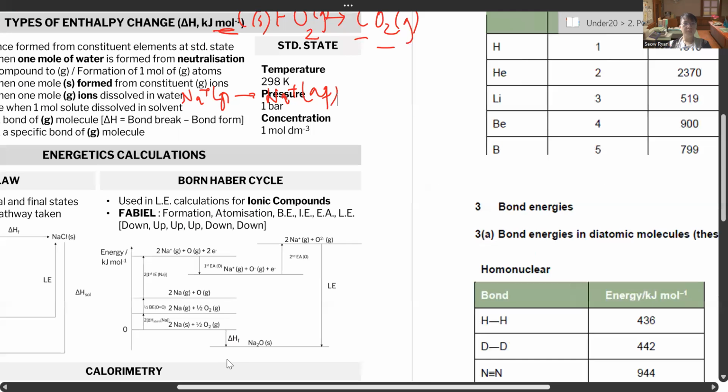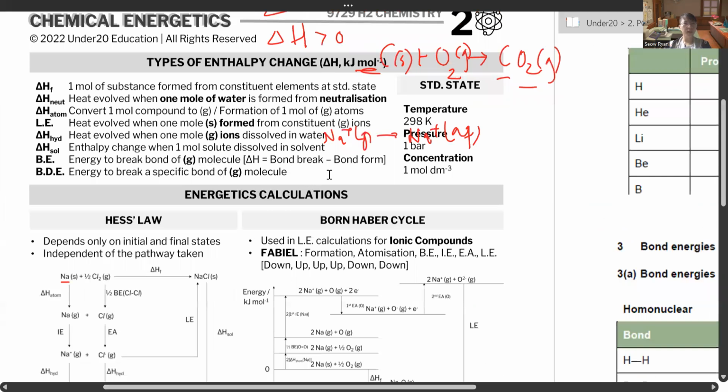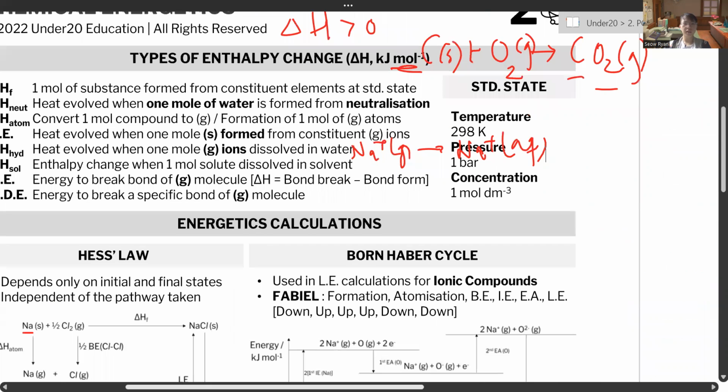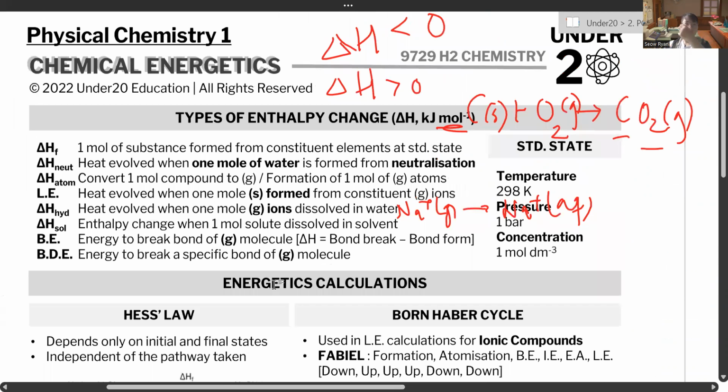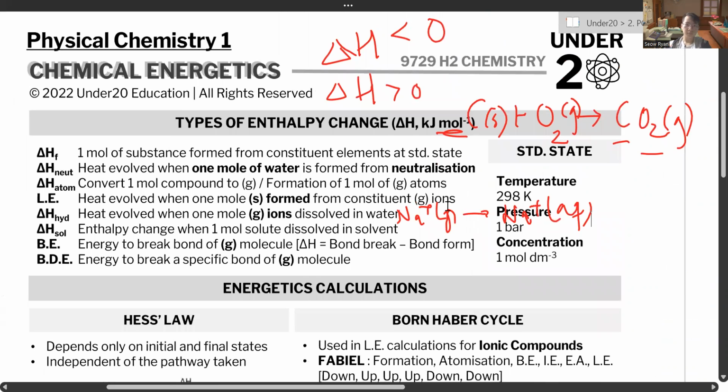The next is bond dissociation energy. It's similar to bond energy, just that we are not using only the average value, but we're using the specific value for that particular bond itself.